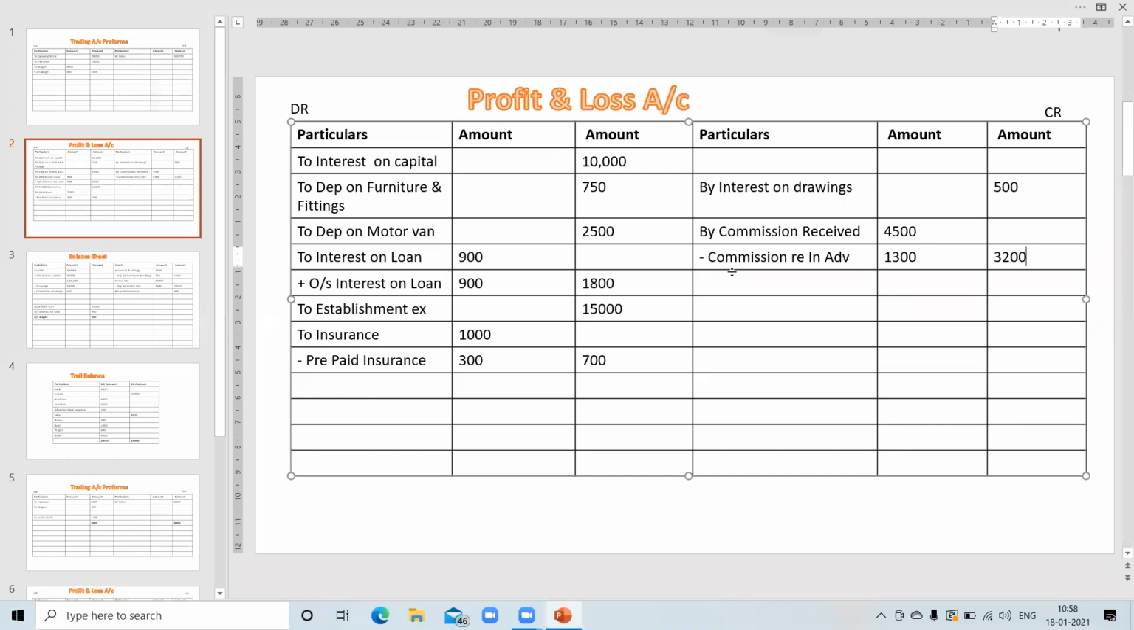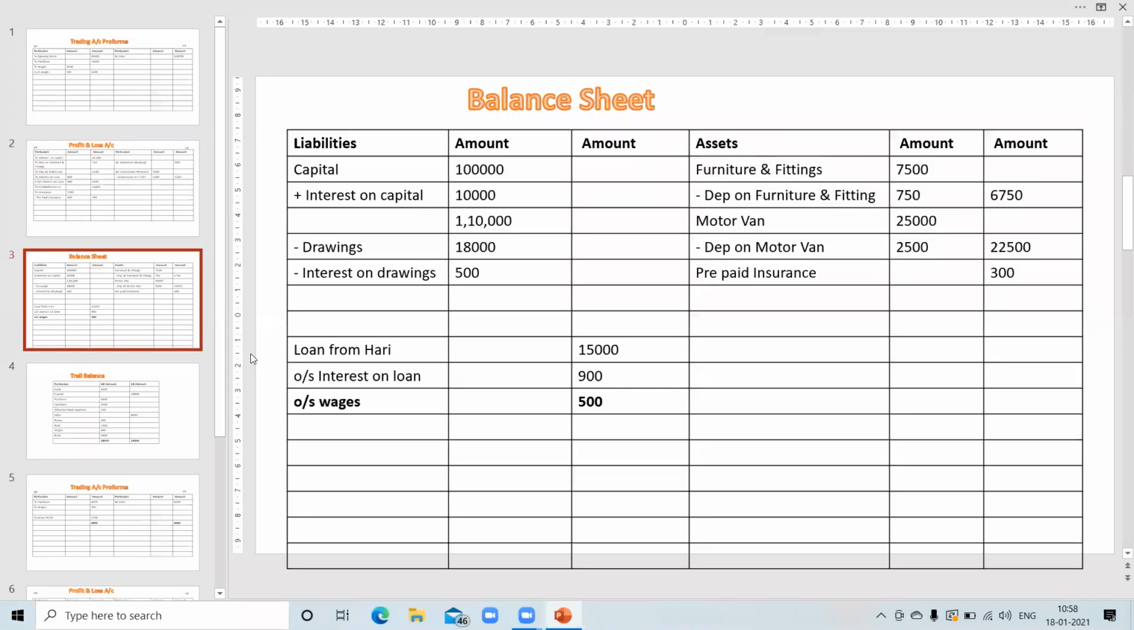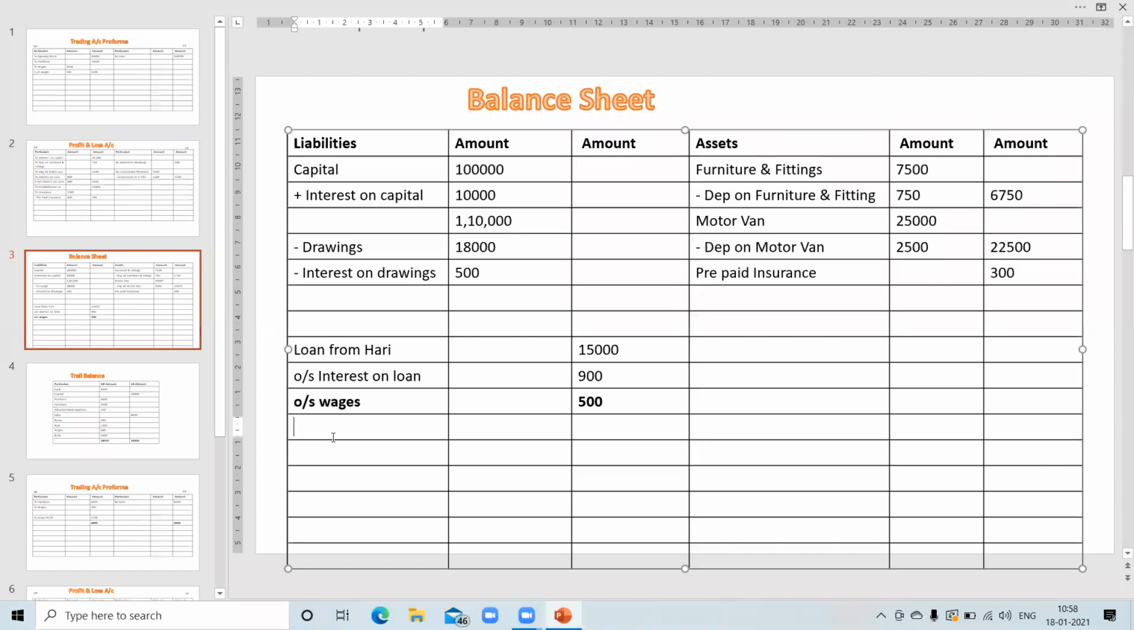So for example, again, if you want to take some advances, again it will be posted in the balance sheet liabilities side. Commission received in advance, again 1300.